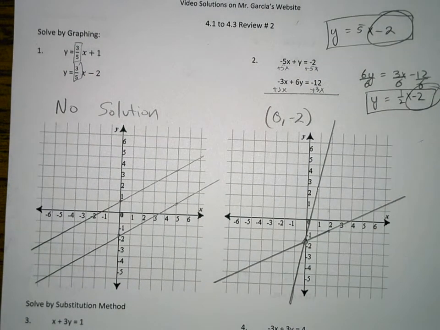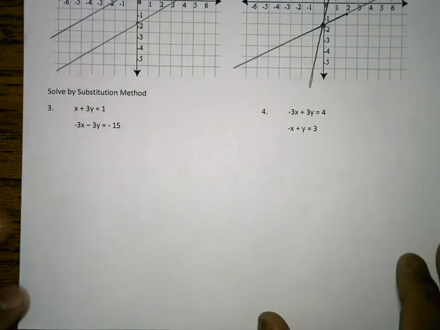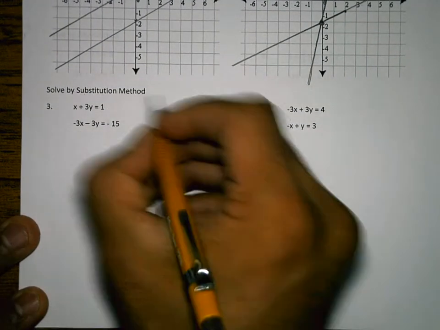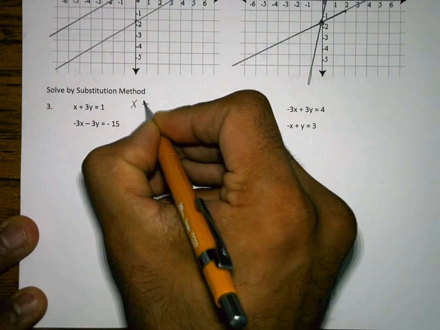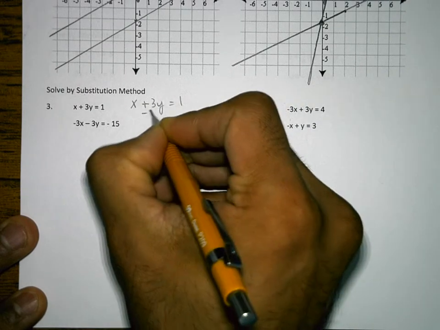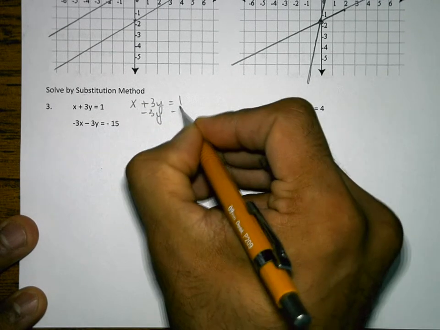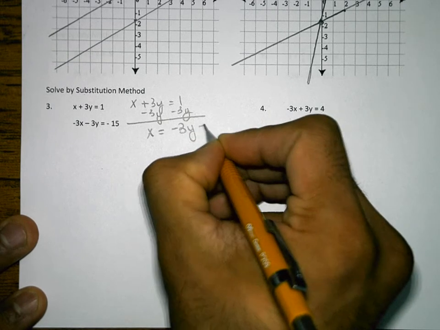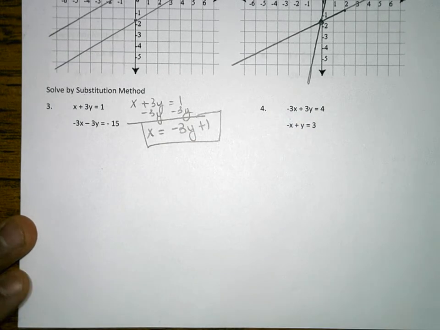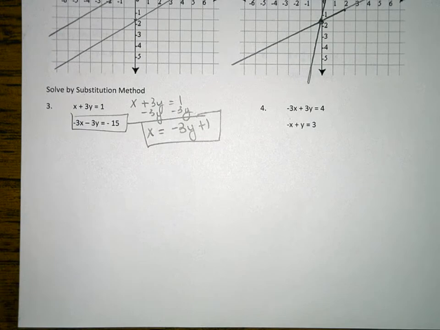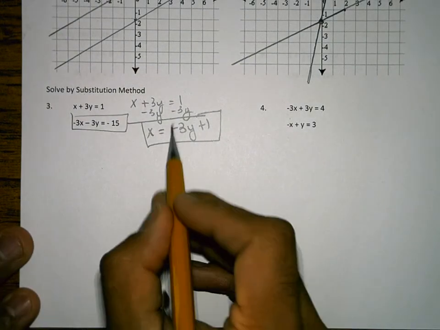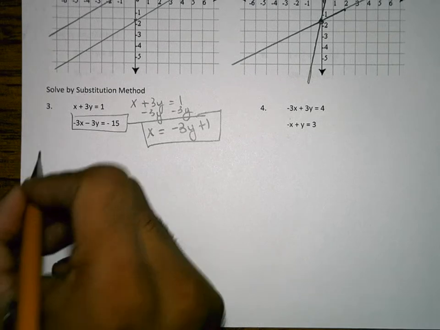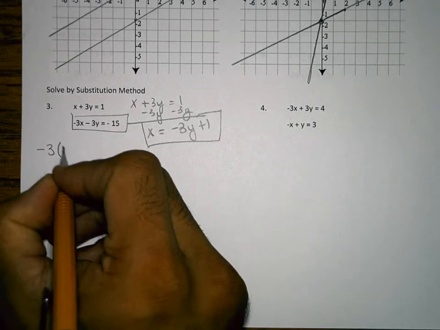Moving down to number 3, it says solve by using the substitution method. If I want to use the substitution method, I have to get one variable alone. In this case, this x looks to be the easiest one to make that happen. I like to box the 2 that I'm going to use because you have a lot of equations up here and it can be a little bit confusing. So I'm going to take this value and plug it in for that x, using parentheses.